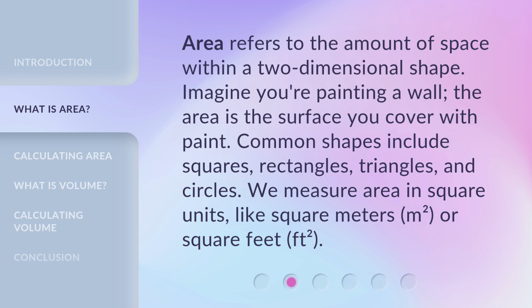Area refers to the amount of space within a two-dimensional shape. Imagine you're painting a wall. The area is the surface you cover with paint. Common shapes include squares, rectangles, triangles, and circles. We measure area in square units, like square meters, m², or square feet, ft².